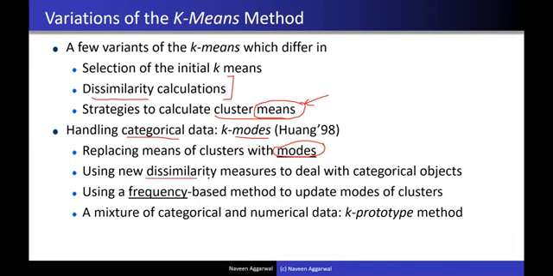And for the dissimilarity matrix, as we discussed in the last lecture, we can use various ways to compare the dissimilarity, and a frequency-based way to find the mean value. In actual databases, we have a variety of data types, so we have to use a mixture of categorical and numerical types. In that case, it is called k-prototype, where the prototype defines how to calculate the difference.